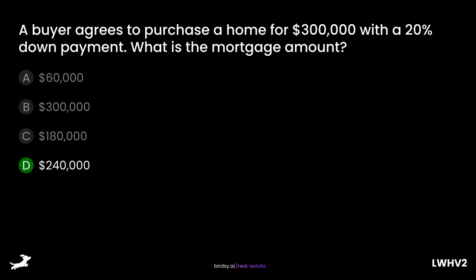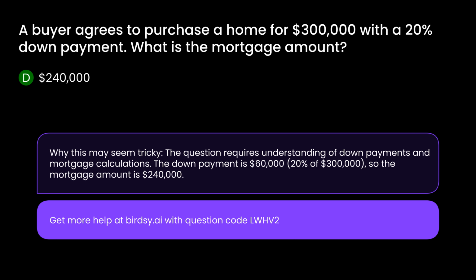Why this may seem tricky. The question requires understanding of down payments and mortgage calculations. The down payment is $60,000, 20% of $300,000, so the mortgage amount is $240,000.